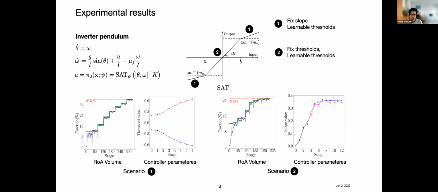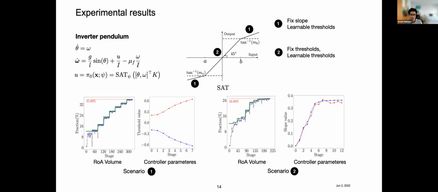On the right are the controller parameters. Here the angles are the trainable parameters. As you see, the angles are moving in the right direction, meaning that the positive angle becomes more positive and the negative angle becomes more negative. The only learning signal for the controller is increasing the region of attraction, meaning that the controller learns how to increase the region of attraction of the system. This goal is not easy to obtain if you don't have the Lyapunov function co-trained with the controller.